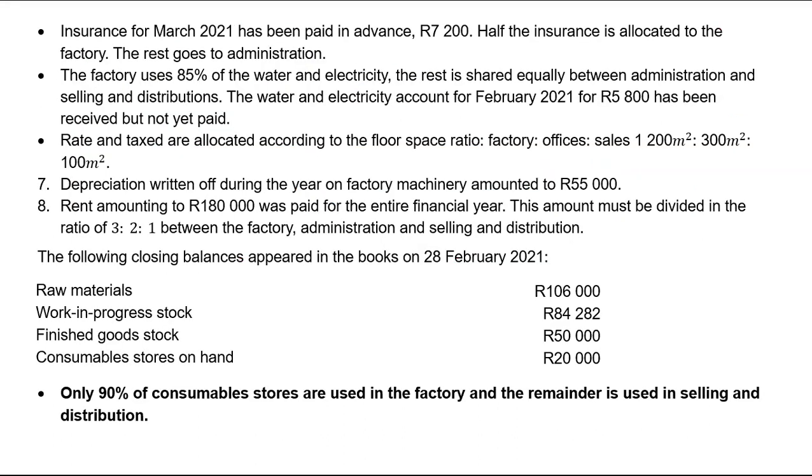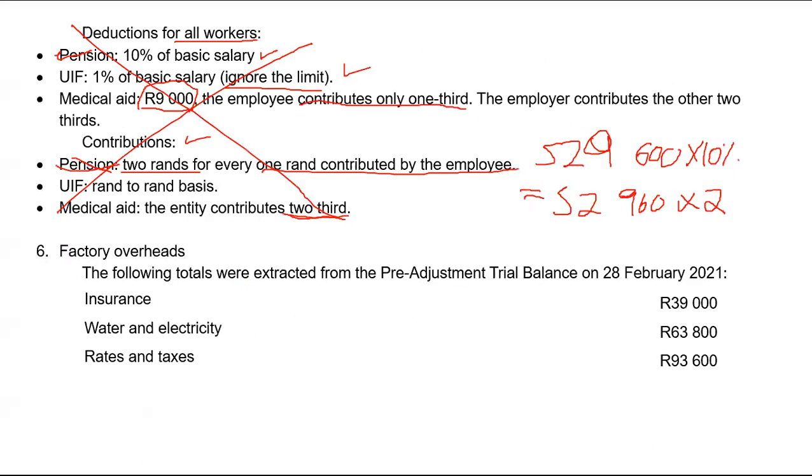Then they say to you here, insurance for March 2021 has been paid in advance, which is 7,200. You stop right there. We need to adjust our insurance. It means in that insurance expense of 39,000 rand, there is 7,200 which falls in the next financial year. We need to subtract 7,200 from that 39,000. Once we get our expense, then we can allocate.